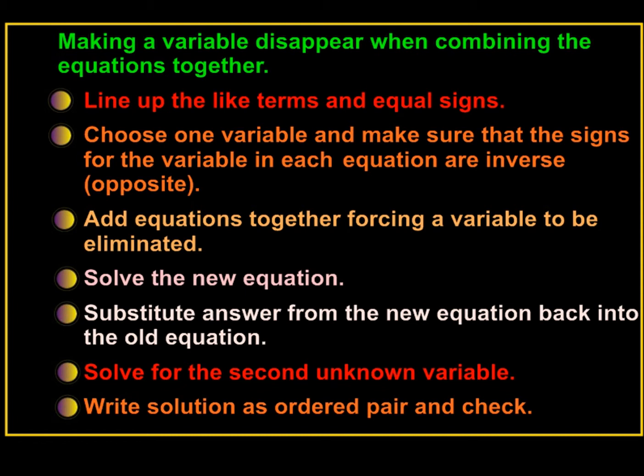Add equations together, forcing a variable to be eliminated. Then you want to solve the new equation. Substitute the answer from the new equation back into the old equation. Solve for the second unknown variable, which is going to get you a solution. And then you want to write that solution as an ordered pair and then put it back into the two equations and check it.